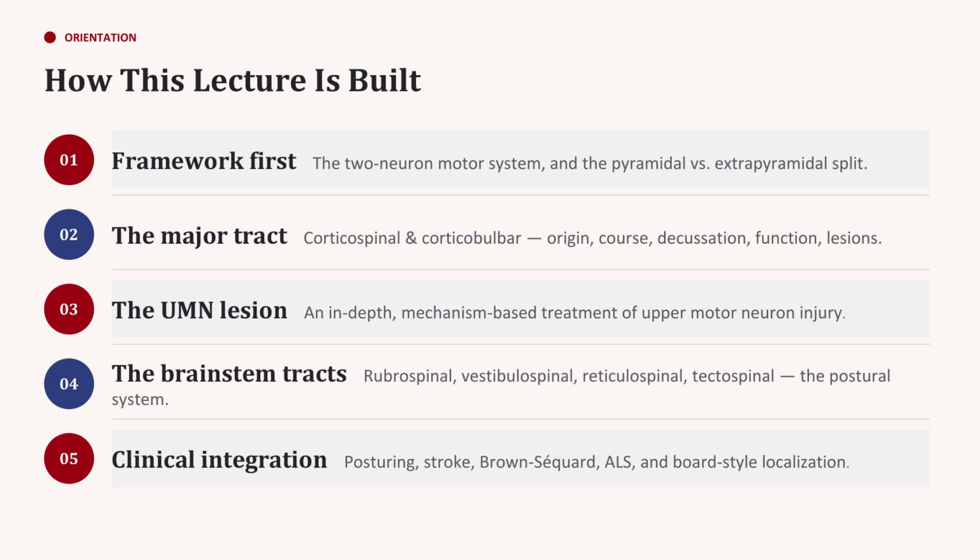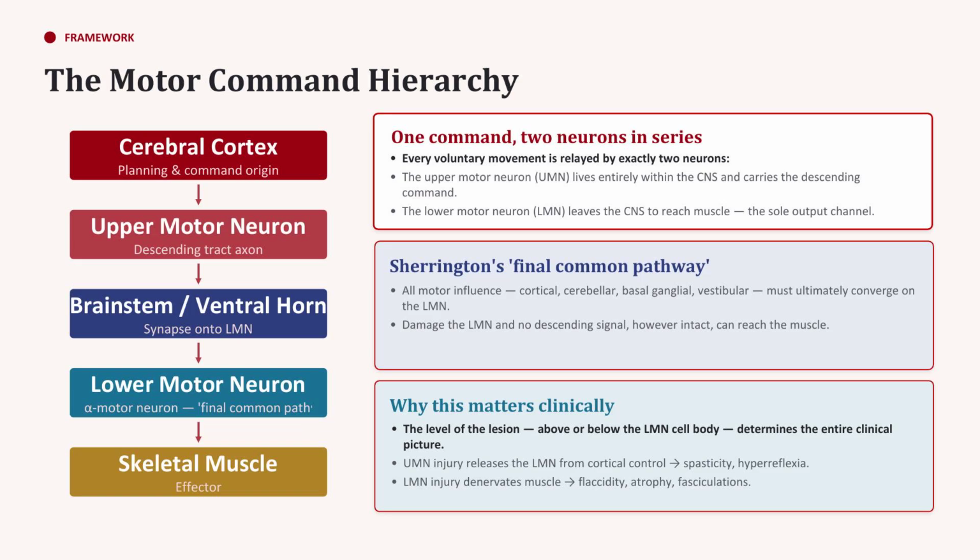Keep one habit of mind front and center throughout: localization. By the end, you should be able to take a pattern of weakness and tell me where the lesion is. This single diagram is the backbone of the entire lecture. Voluntary movement is a relay of 2 neurons in series.